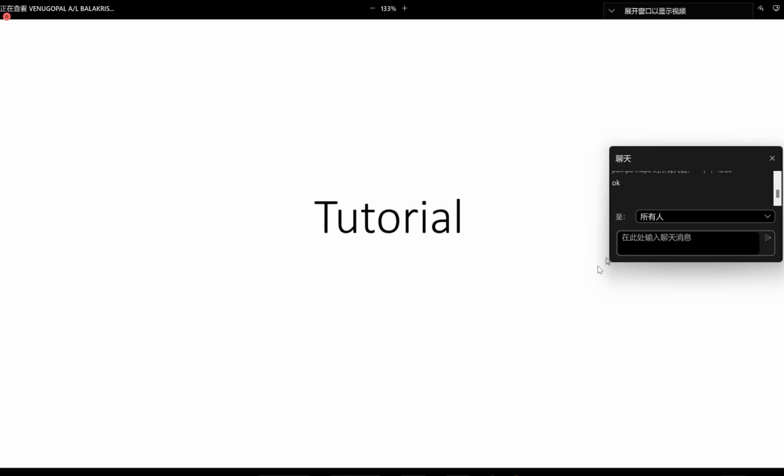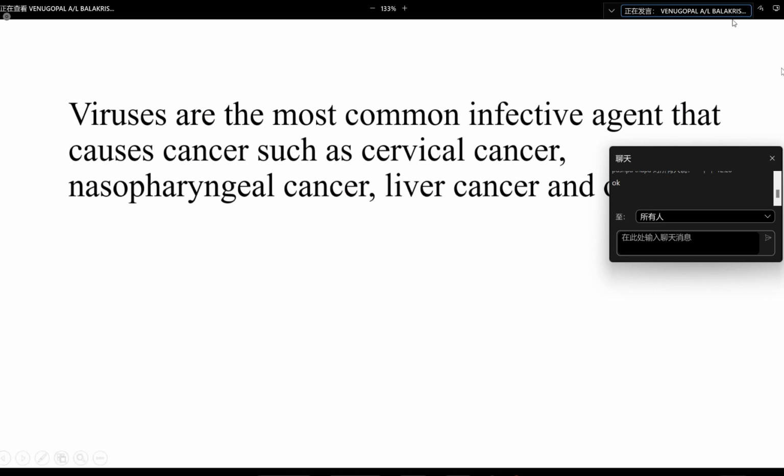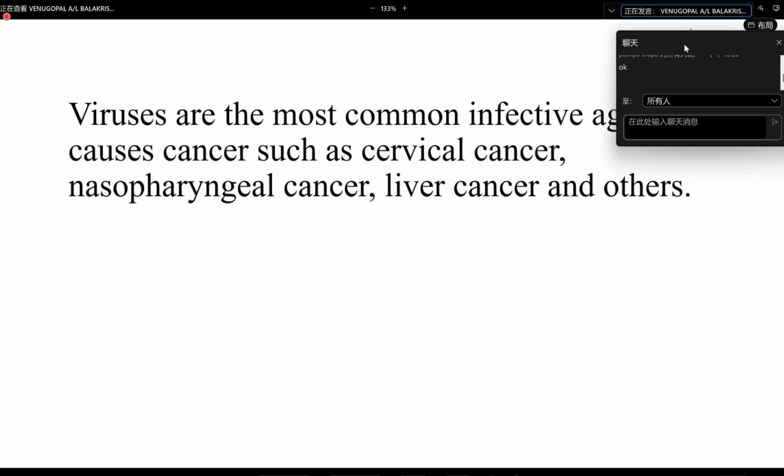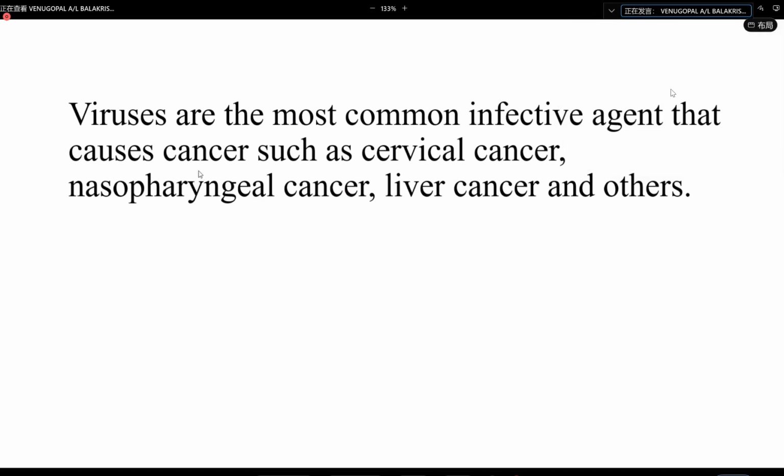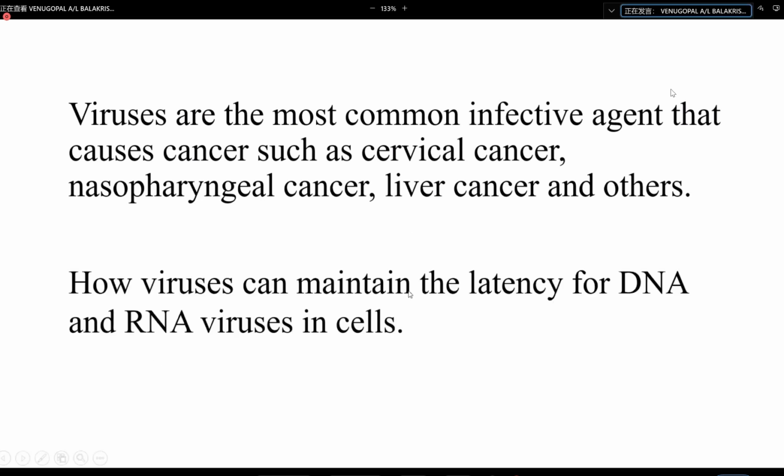So, I just want to go through one main question with you. Viruses are the most common infective agents that can cause cancer, such as cervical cancer, nasopharyngeal, liver, and others. So if I ask you this question: how can viruses maintain latency for DNA and RNA viruses in cancer? What do you all understand of latency?